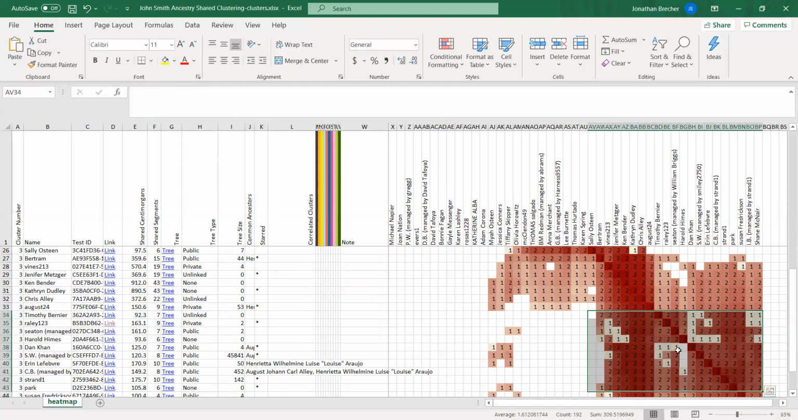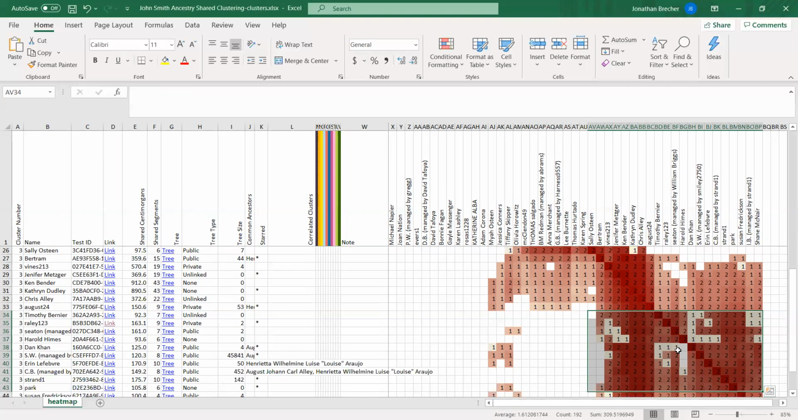If you can say how one person in a cluster is related to you, then you can suppose that everyone else in the cluster is related to you in a similar way. So all of the matches in this cluster are likely second cousins to the test taker through that same pair of great-grandparents. When you have unidentified clusters, those need more work.